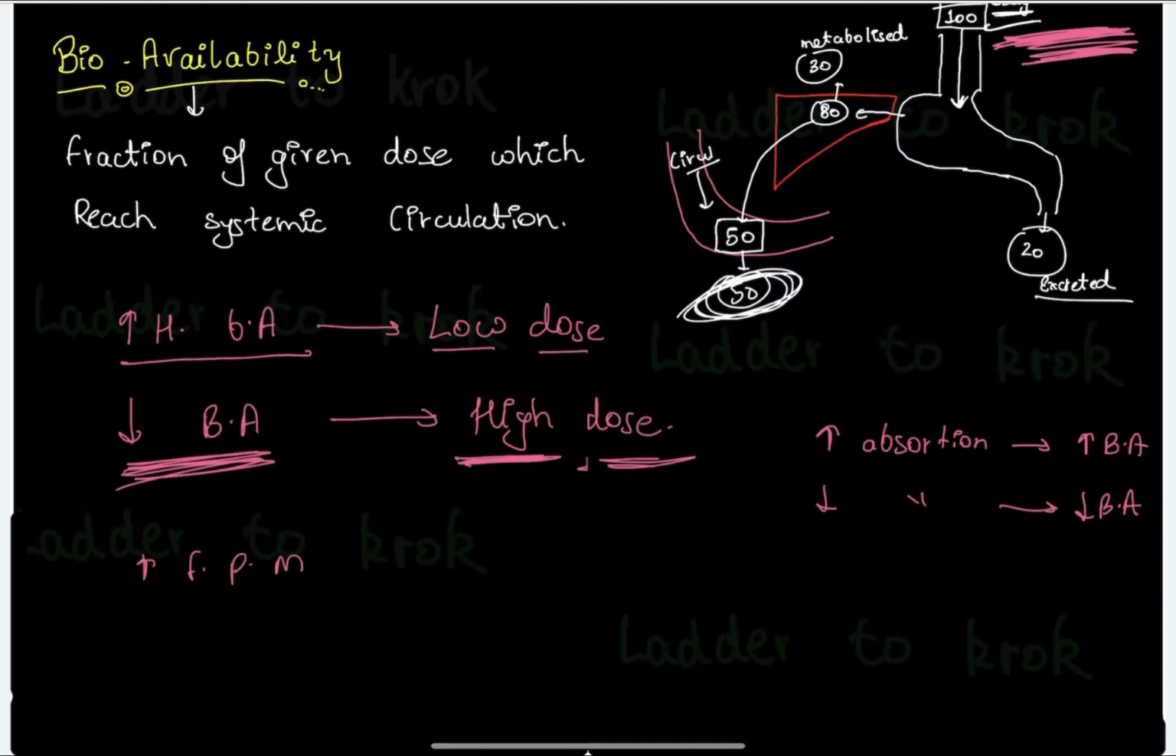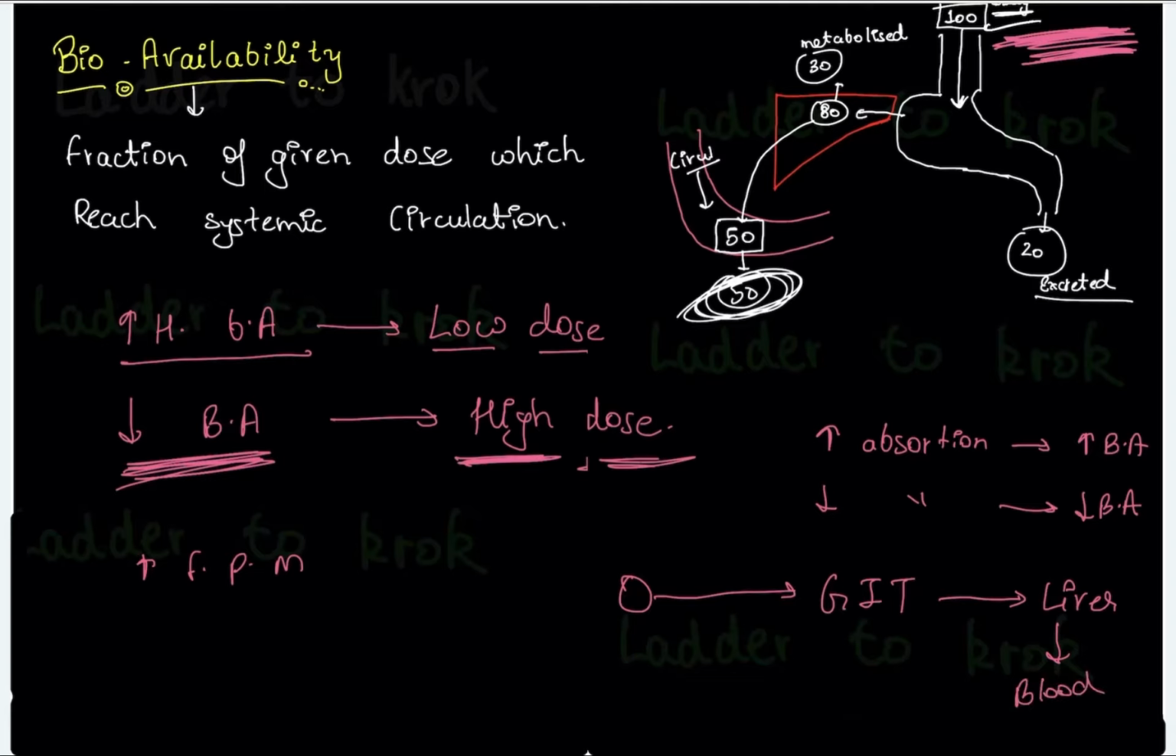What is this first pass metabolism? You took a drug orally, then it reached your GIT, then the liver, and then from the liver it will go into your blood or whatever the target site is. Now some drug is lost here. The drug that is lost in the GIT and liver is known as first pass metabolism, like how much it is metabolized in the liver.